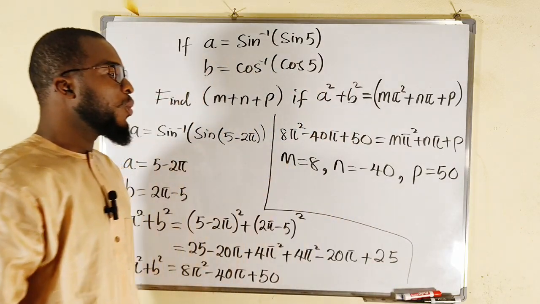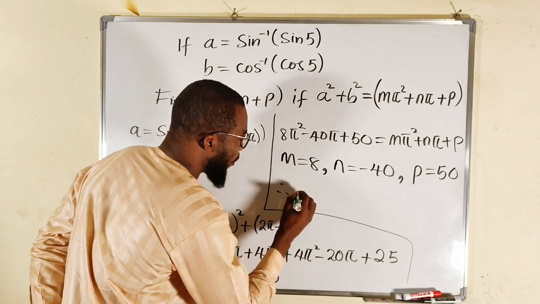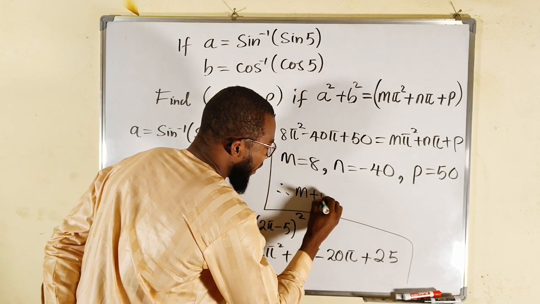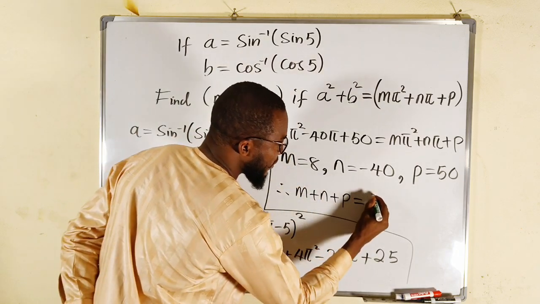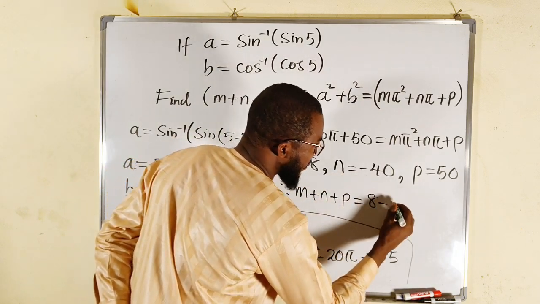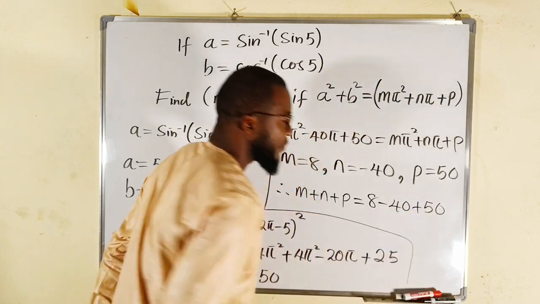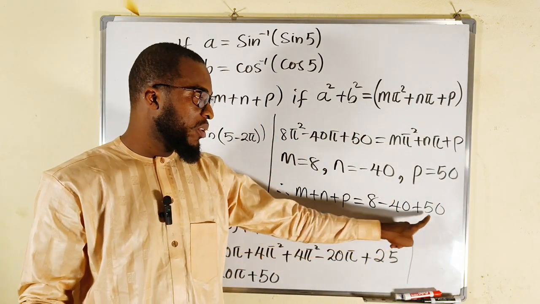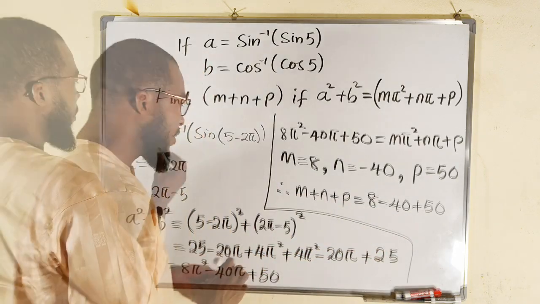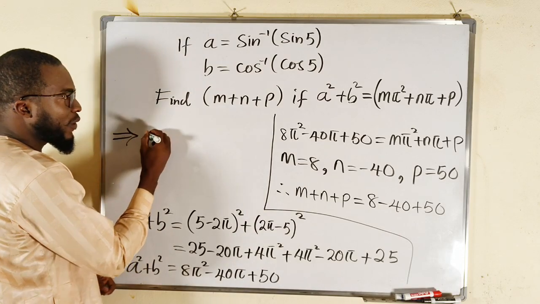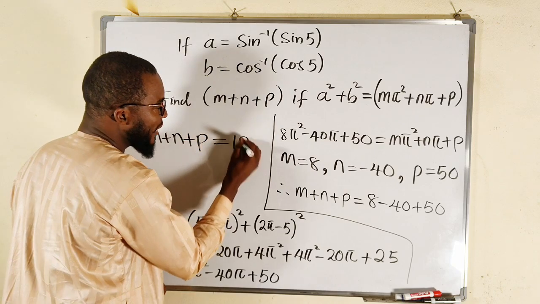But what are we looking for? We are looking for m plus n plus p. Therefore, m plus n plus p is equal to, m is 8, n is negative 40, then p is 50. Negative 40 plus 50 is 10, and 10 plus 8 is 18, which implies that the whole of m plus n plus p is equal to 18.